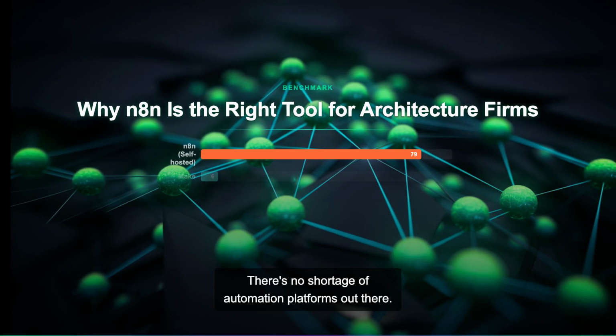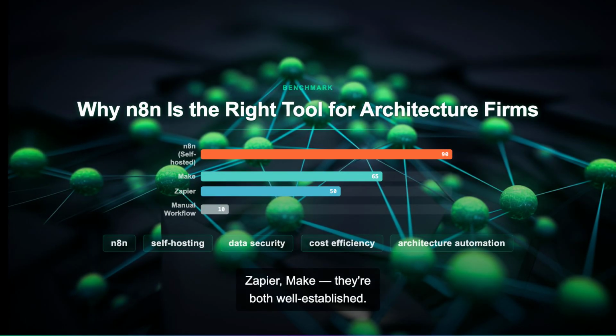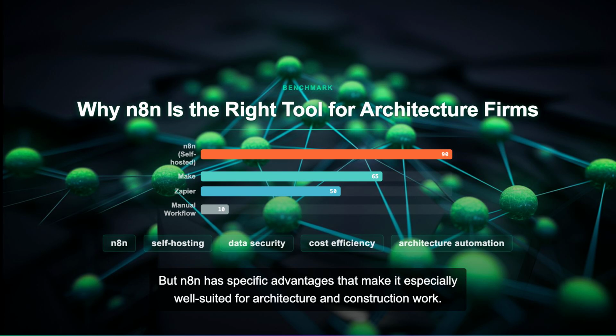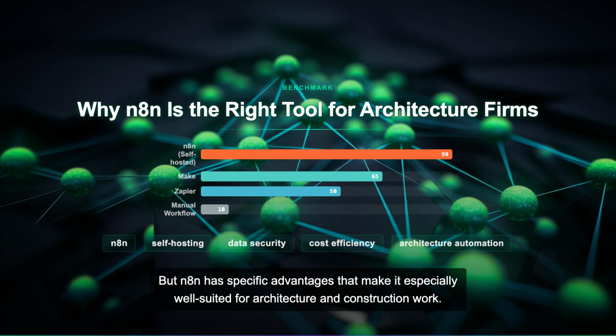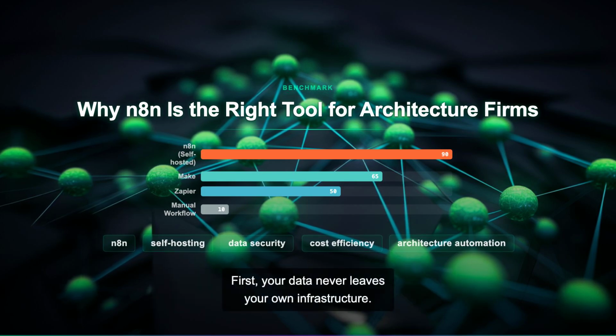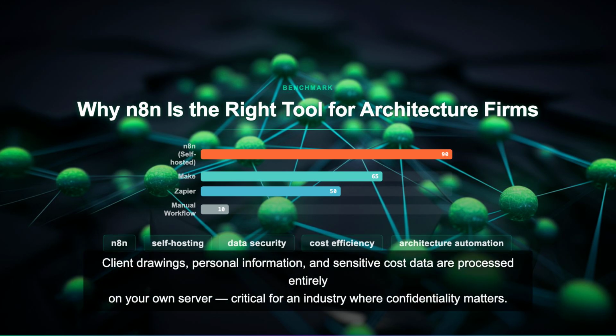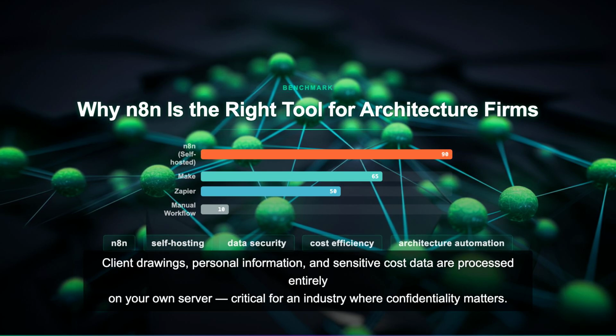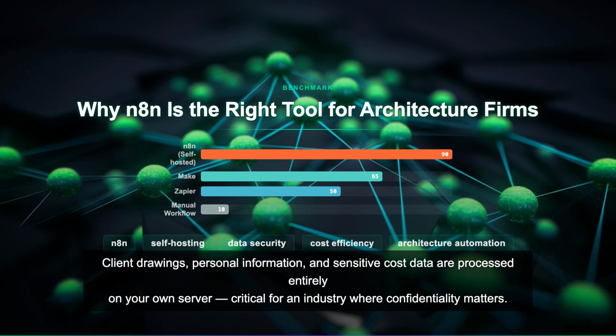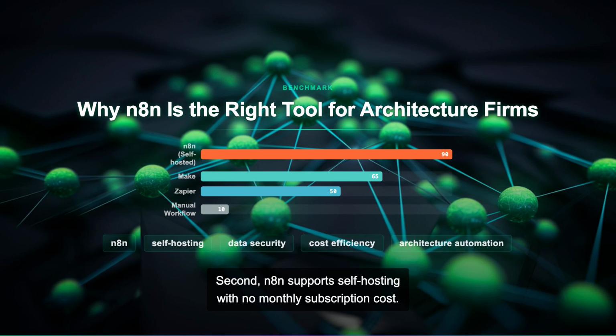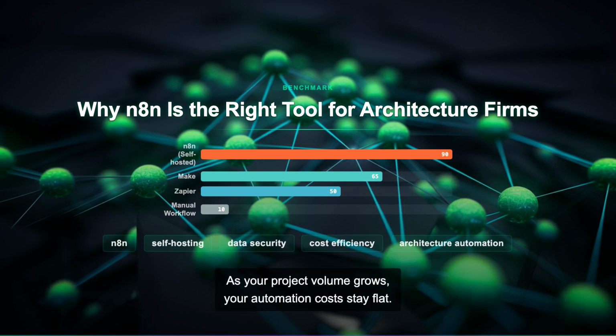There's no shortage of automation platforms out there. Zapier and Make are both well established. But n8n has specific advantages that make it especially well suited for architecture and construction work. First, your data never leaves your own infrastructure. Client drawings, personal information, and sensitive cost data are processed entirely on your own server, critical for an industry where confidentiality matters. Second, n8n supports self-hosting with no monthly subscription cost. As your project volume grows, your automation costs stay flat.